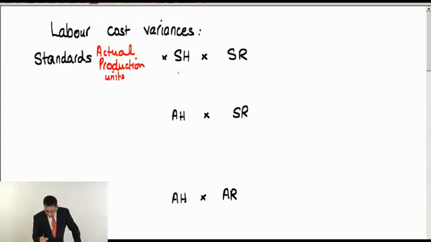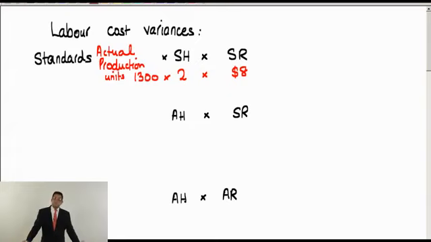So understanding is this. Standard hours were 2 and standard rate was 8. And remember, actual production was 1300 units. In this month, we produced 1300 units. Now, can I copy and paste this standard rate here as well, which is 8.